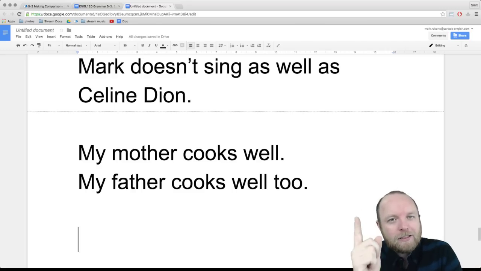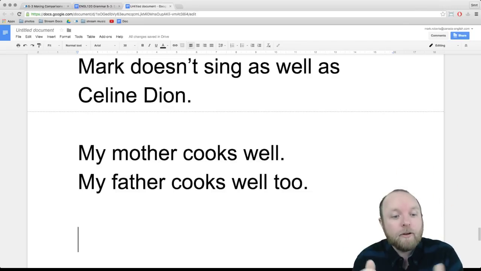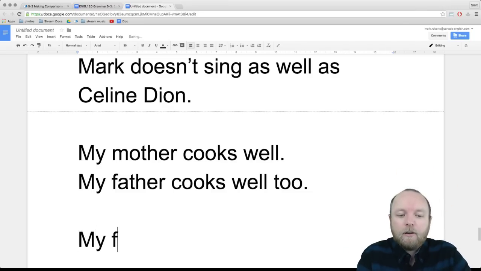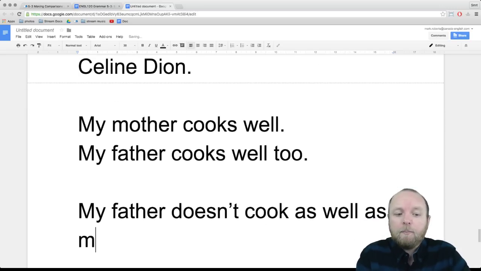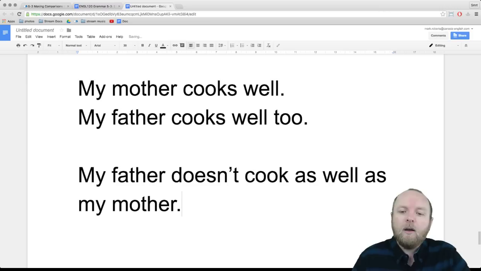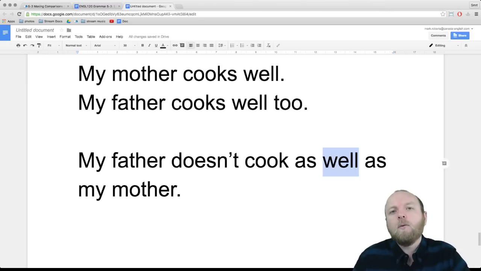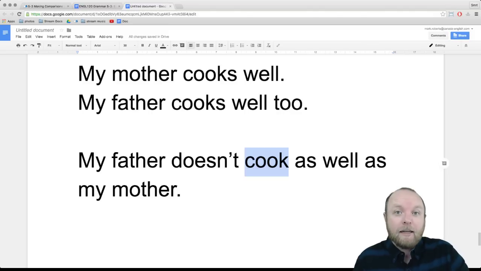The first thing is less. Okay, so which one is less? My father. Which one is more? My mother. So, my father doesn't cook as well as my mother. Okay? Why well here? Why well? Because the verb is cook, and cook is not a linking verb.